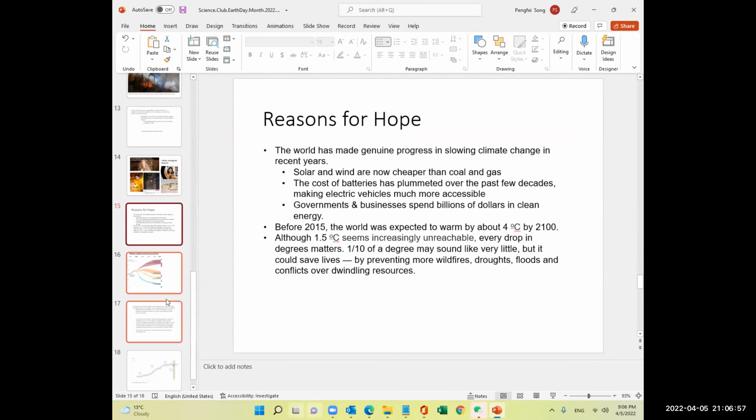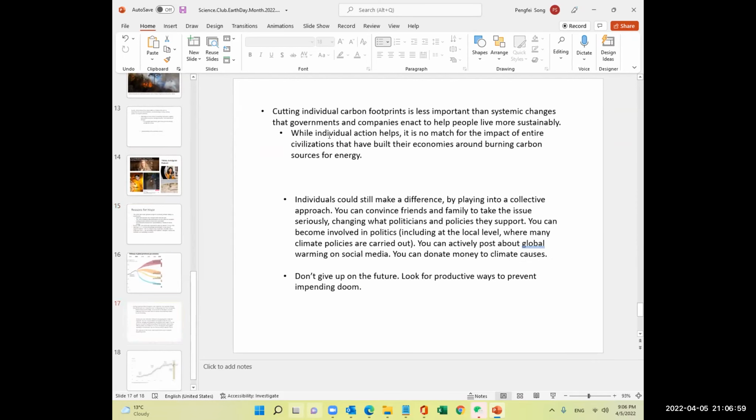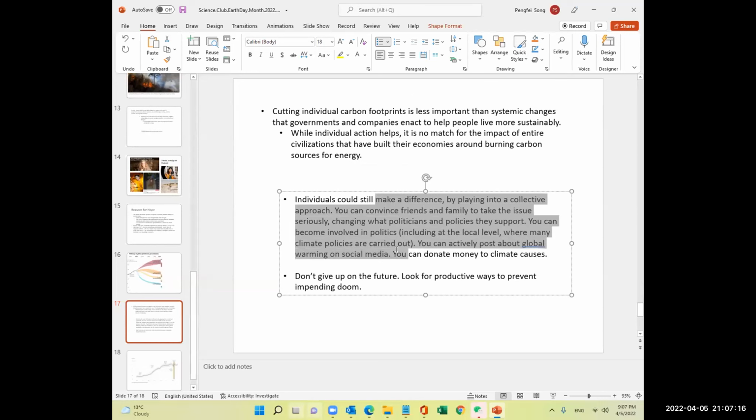Where's that slide that I have? Right here. Even though individual actions help, they are no match for the impact of the entire civilization that has built its economies around burning carbon sources for energy. So, in fact, to make a bigger difference, we should educate our friends, our neighbors, our family to take climate change more seriously.